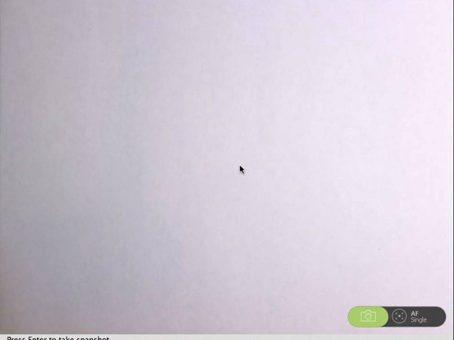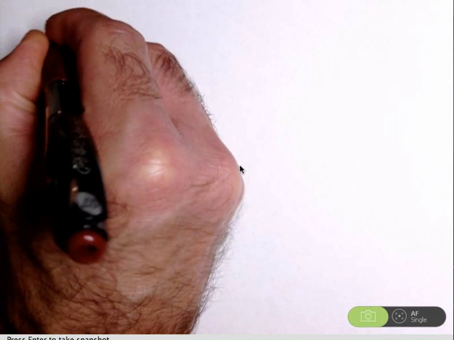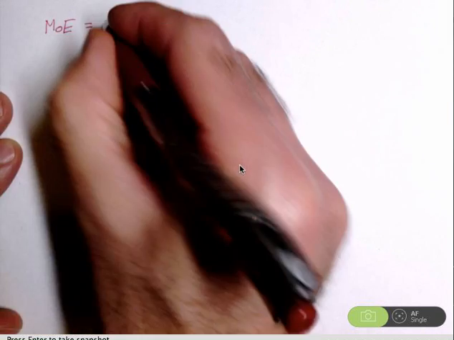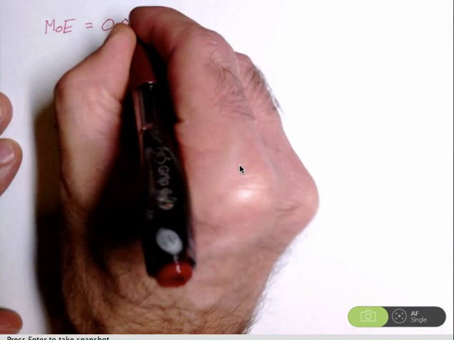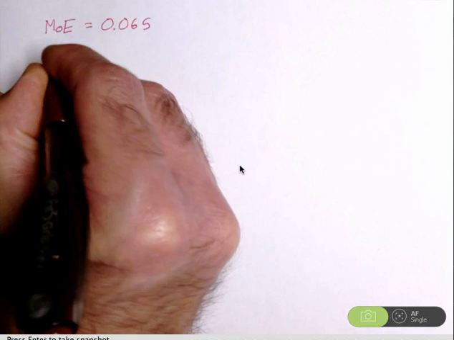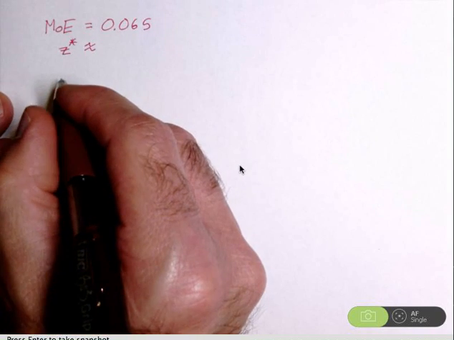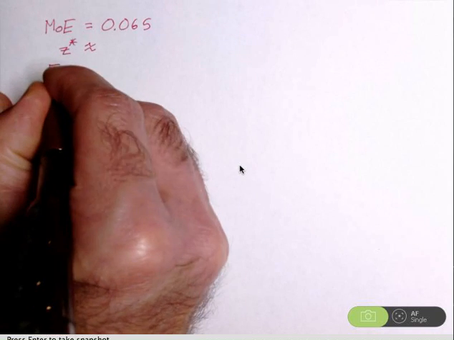Hi guys, one last time, let's put everything together. So let's say that we want to establish a margin of error of, let's say, 6.5%. So we would write that as 0.065. And let's find the critical value that will establish for us, let's say, 80% confidence.